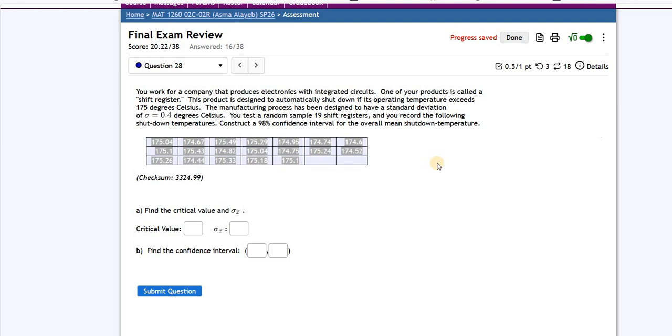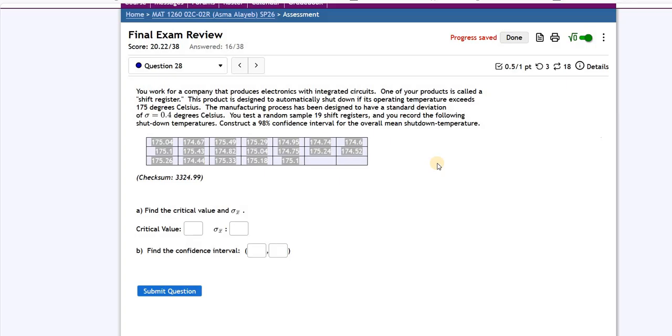Question 28. You work for a company that produces electronics with integrated circuits. One of your products is called a shift register. This product is designed to automatically shut down if its operating temperature exceeds 175 degrees Celsius. The manufacturing process has been designed to have a standard deviation of 0.4 degrees Celsius.